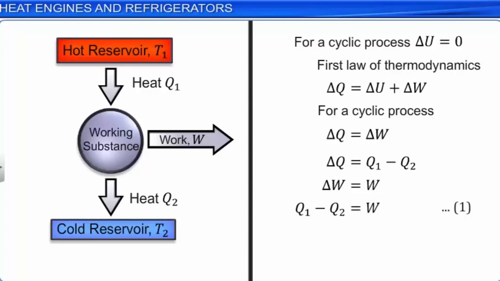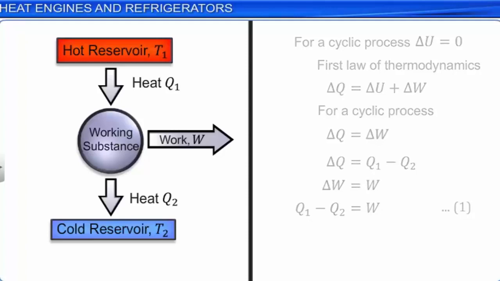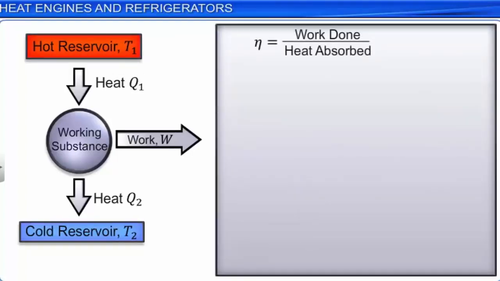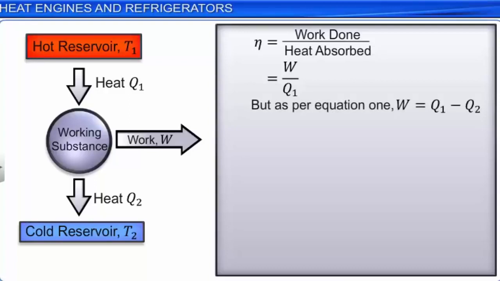The efficiency of a heat engine is defined as the ratio of the work done by the system to the heat absorbed. Efficiency eta is equal to work done by heat absorbed, which is equal to W by Q1. But as per equation 1, W is equal to Q1 minus Q2. Therefore, eta is equal to Q1 minus Q2 by Q1, which is equal to 1 minus Q2 by Q1. Let this be equation 2.